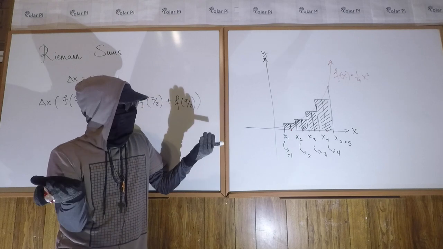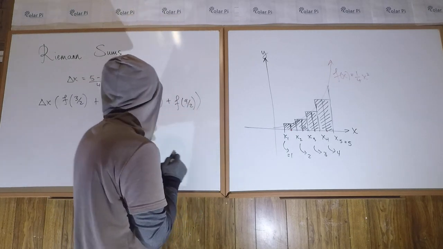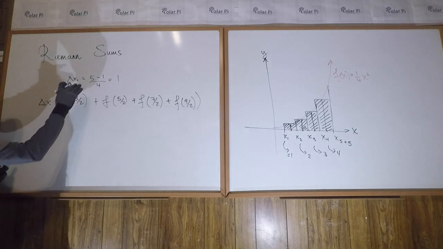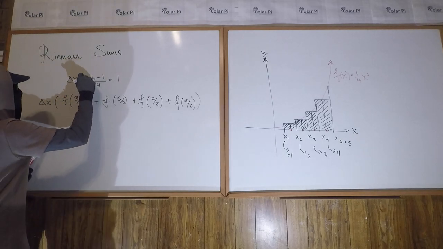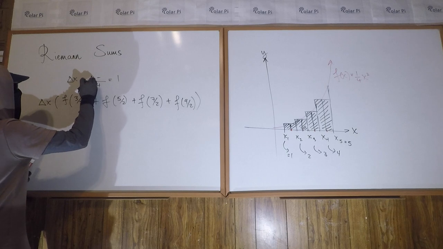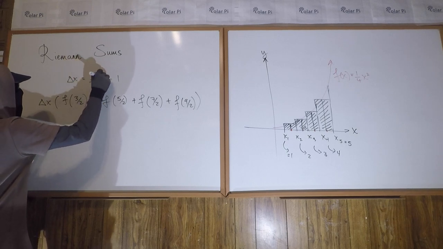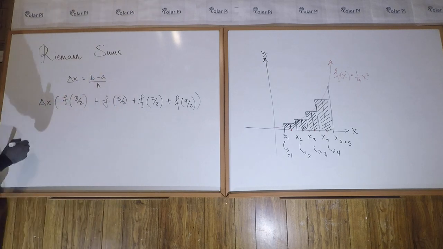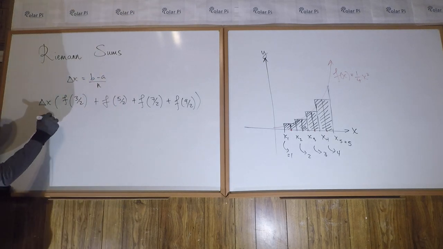But let's generalize this. Okay, so if we generalize it, again, you know how to find delta x. So we already said it, b minus a over n, that's delta x. And then we'll have delta x found this way times, let's see.